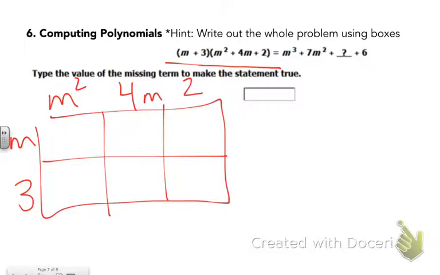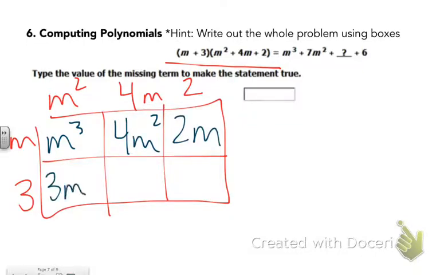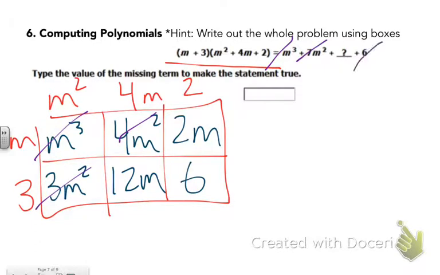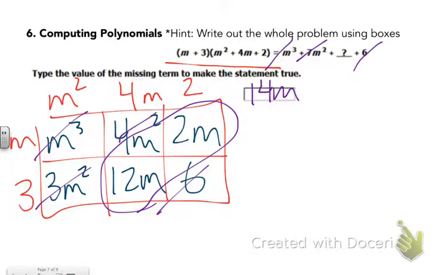Okay. So when I do that, I get m cubed, 4m squared, 2m, 3m squared, 12m, and 6. So what's already over there is the m cubed, the 7m squared, and the 6. So the only part missing is the m term. So 12m plus 2m should have been 14m. And even though you're typing in a variable, that's something you can still do. So if you just type the number, that would be why you got it wrong.